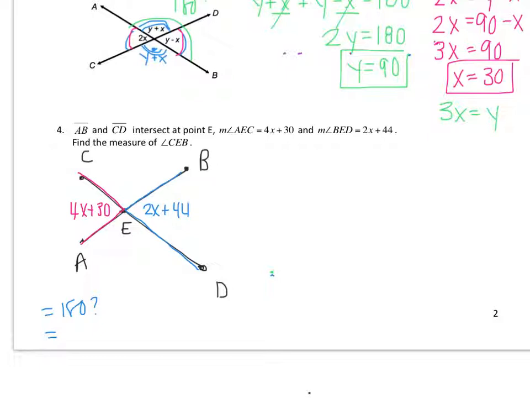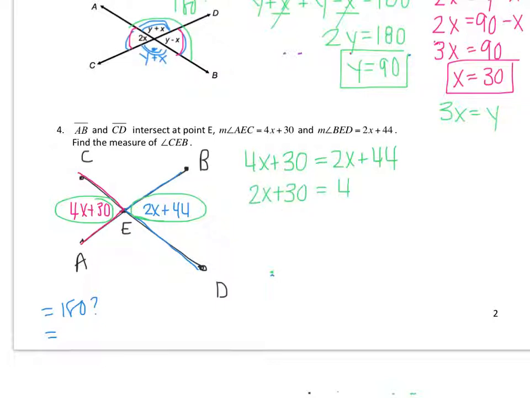Okay, so hopefully you recognize that these two angles are vertical angles. So here I'm going to set them equal to each other because remember vertical angles are congruent. So I have 4x plus 30 equals 2x plus 44. So now I'm just going to solve. Take 2x away from both sides, so I have 2x plus 30 equals 44. Take 30 away from both sides, so now I have 2x equals 14. Divide by 2, so I get x equals 7.